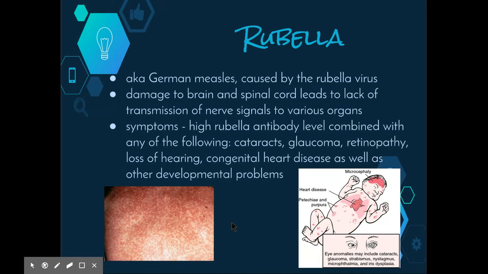Some common symptoms include high rubella antibody levels combined with any or all of the following symptoms. So cataracts, congenital glaucoma, and retinopathy of the eye, which obviously all affect the visual perception. Loss of hearing because of damage to the nerve receptors in the ear, congenital heart disease, as well as problems with the development of the brain, spinal cord, spleen, liver, and possibly the bones. So obviously rubella is an easy disease to avoid using vaccination, but again, because so many people are avoiding vaccinations, we are seeing German measles pop up every now and then.